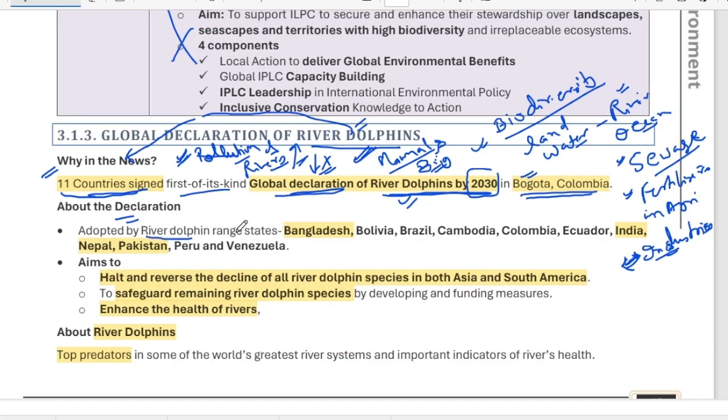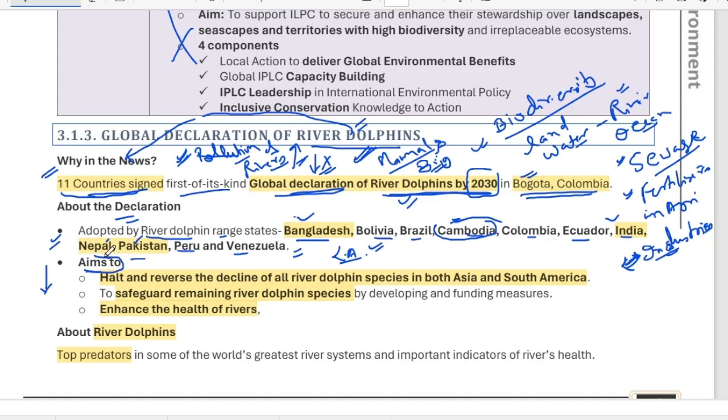It was adopted by river dolphin range states, that is Bangladesh, Bolivia, Brazil, Colombia, Cambodia, Ecuador, India, Nepal, Pakistan, Peru, and Venezuela. Majority of them are Latin American countries, and South Asian countries like Bangladesh, India, Nepal, Pakistan. You must remember that these are the South Asian countries. Some are Southeast Asian countries like Cambodia. So this becomes important: what type of countries are involved in this dolphin conservation? What type of dolphin is found where, we are going to discuss in the next page.